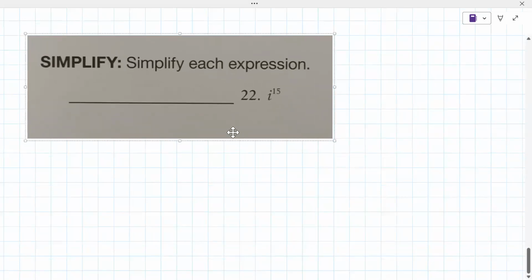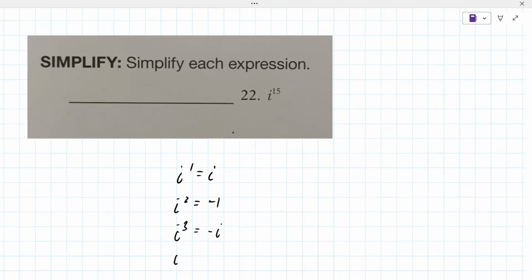i to the 15th. So a couple things here. i to the power of 1 is i, i to the power of 2 is -1. These are known things. i cubed is -i, i to the 4th is 1. That's what I was asking you a few minutes ago: is this in your notes? Is this something you remember from the class? It's okay if you don't, but it's important that you get this down. And then we'll talk about how to do this problem.